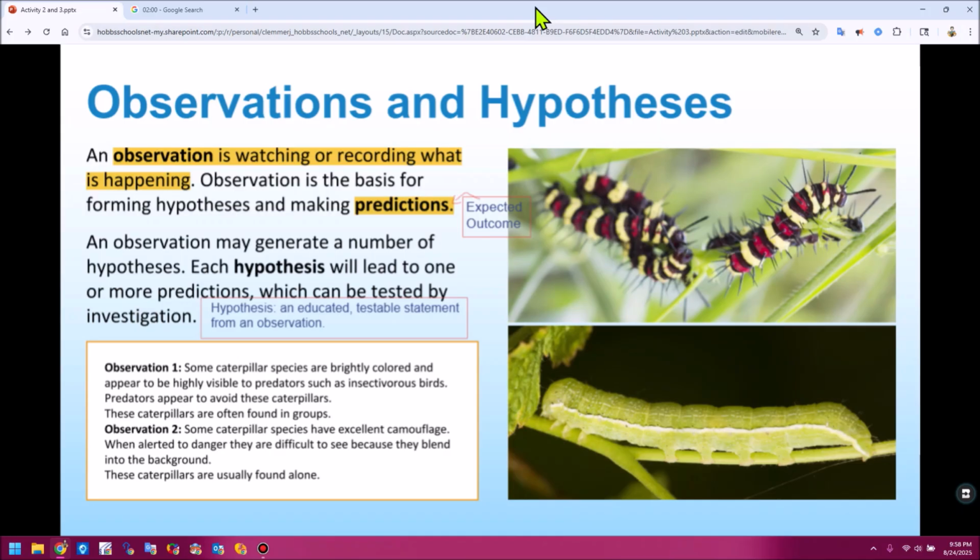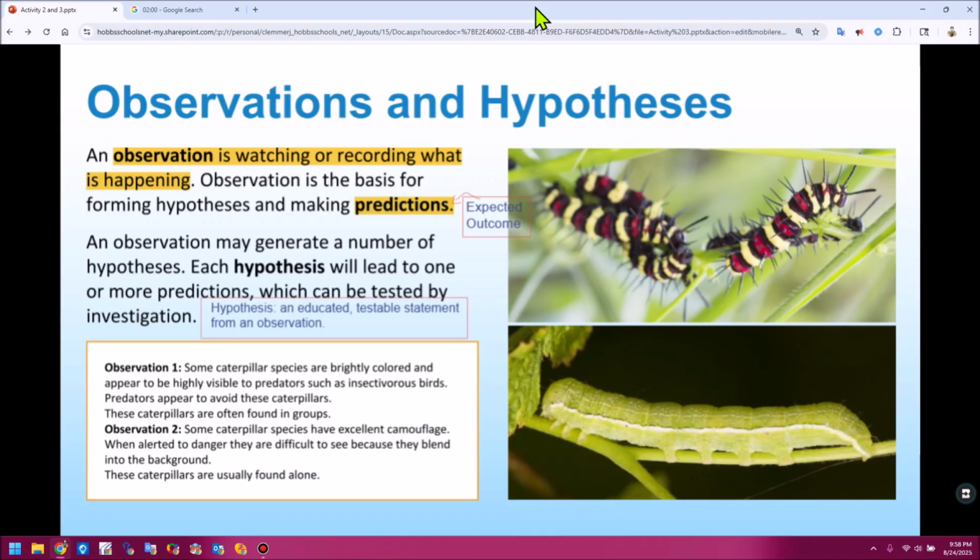If we look at these different caterpillars here, observation 1: some caterpillar species are brightly colored and appear to be highly visible to predators such as insectivorous birds. Predators appear to avoid these caterpillars. These caterpillars are often found in groups. So we observe that, and now we can form a hypothesis. Why are they normally in groups? Why are they colorful? We can come up with an educated guess and then make a test for it.